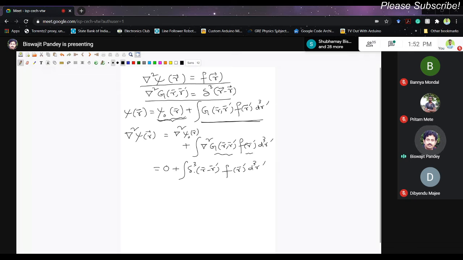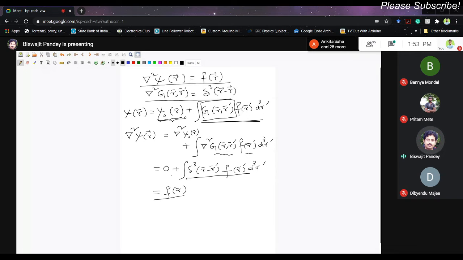By the definition of the delta function, it vanishes for all values other than r prime equal to r. So if you integrate over r prime, it is only non-zero at r, and you will get f of r, which is the original equation we started with: the Laplacian of psi of r equal to f of r. It tells us that if somehow we know the Green's function, then we can find the solution of this kind of equation. If you know the Green's function, you just multiply it with the function on the right hand side and integrate. That will be your solution. So the job is to find the Green's function.